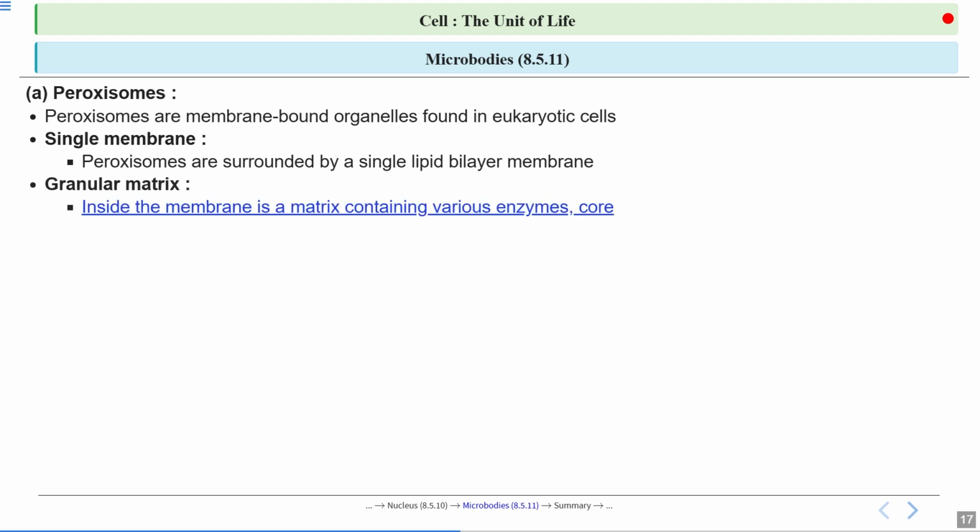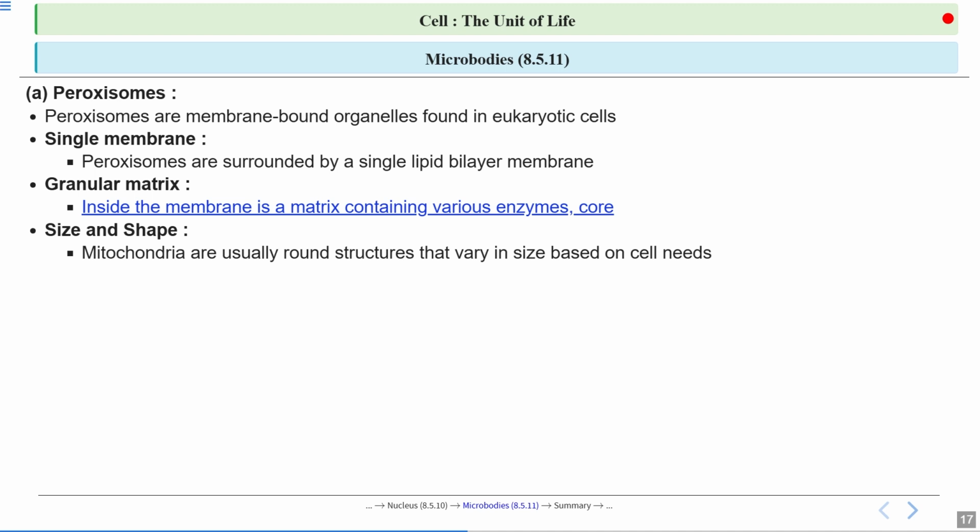They have a granular matrix. So inside the membrane is a matrix containing various enzymes, and they have a crystalline core also in the center. Now, about the size and shape of the peroxisomes. So mitochondria are usually round structures that vary in size based on cell needs. Clear? So in photorespiration, mitochondria, chloroplasts and peroxisomes are involved.